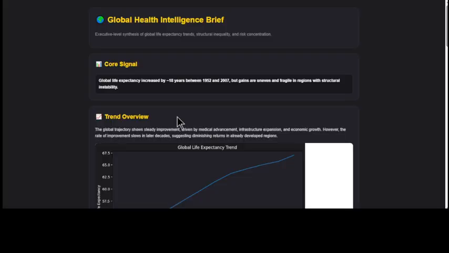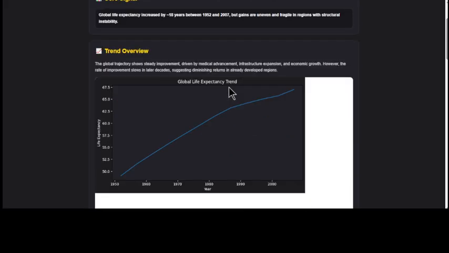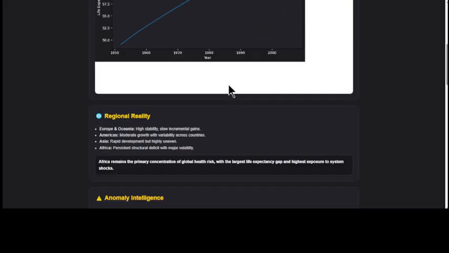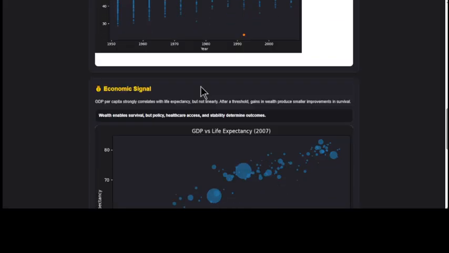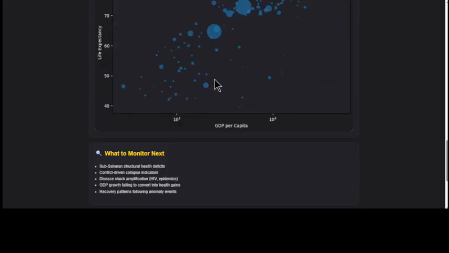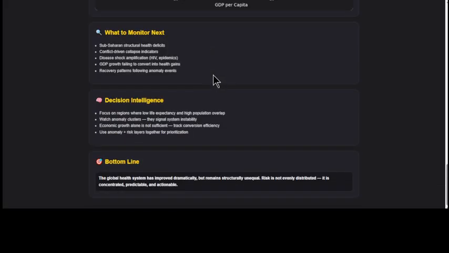Briefings. This is the intelligent briefing layer. Instead of raw outputs, the system summarizes what is happening globally. It connects trends, anomalies, and economic signals into a clear narrative. This is where analysis becomes communication.